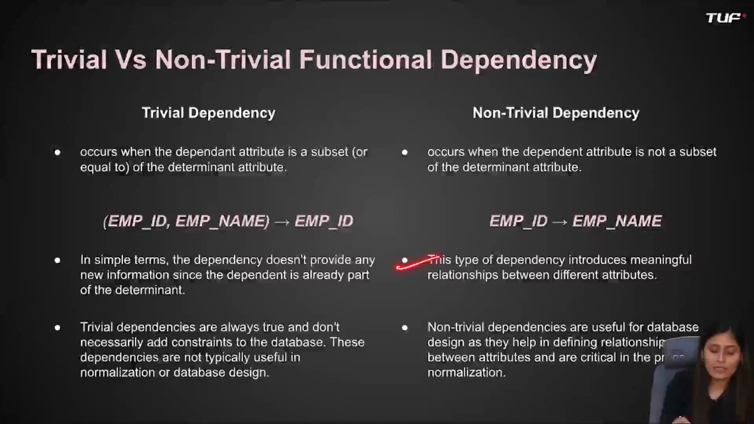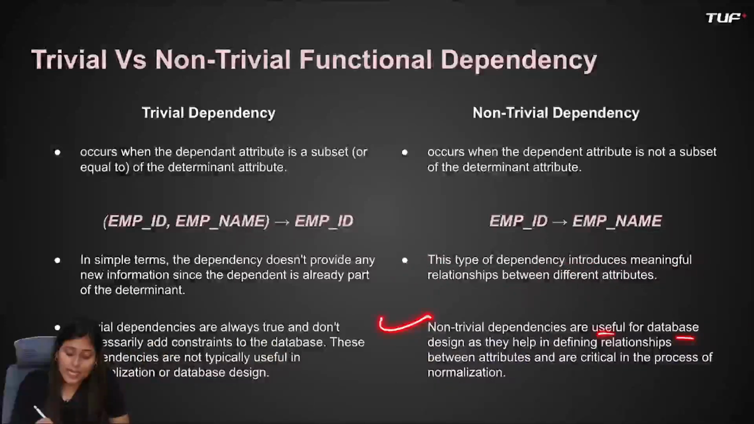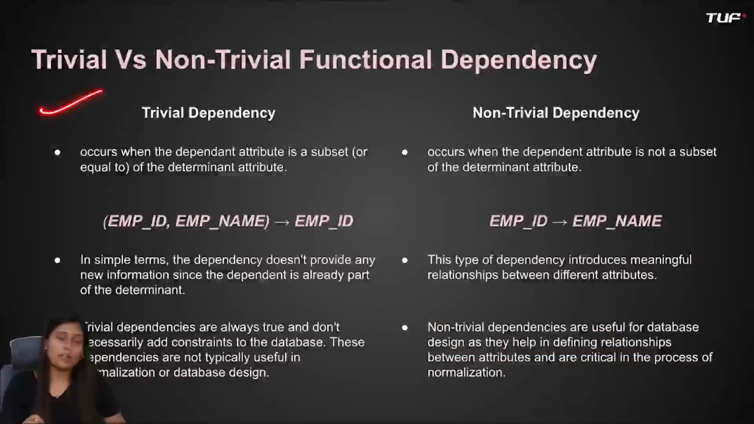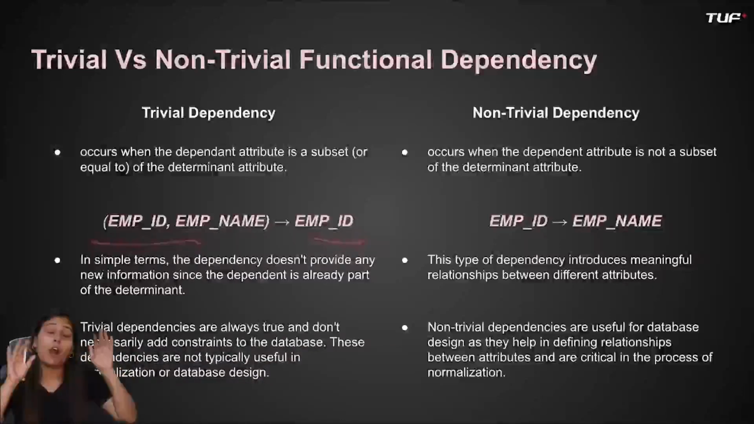This type of dependency introduces meaningful relationships between different attributes. Non-trivial dependencies are useful for data design, and they help in defining relationships as well, which in the case of trivial dependency is not possible, because it is only giving the information which we are already aware of. So this is the basic difference between trivial dependency and non-trivial dependency.